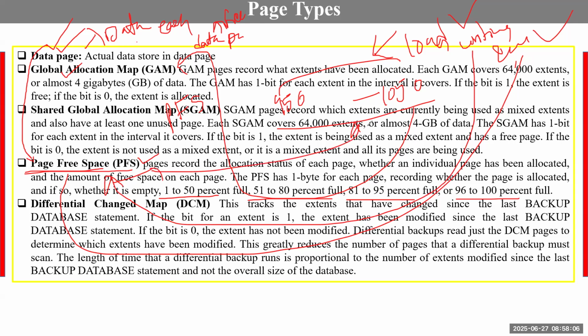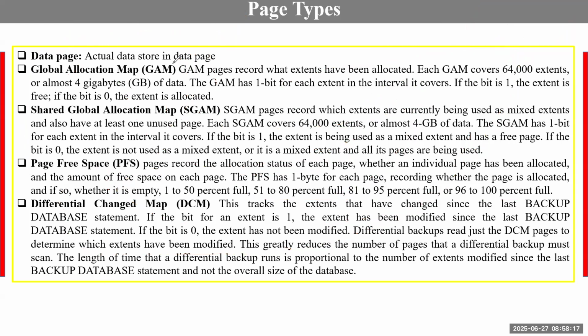After that, I still need to load the data, right? What is happening now? It will go and request the GAM page. GAM stands for Global Allocation Map. Your extent allocation is happening via the GAM page only. Extents are created via the GAM page. Extents are nothing but data pages. Don't get confused. So who is creating the extents? Your GAM page is creating the extents.